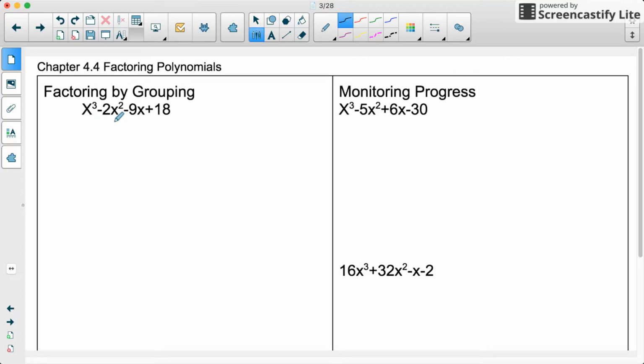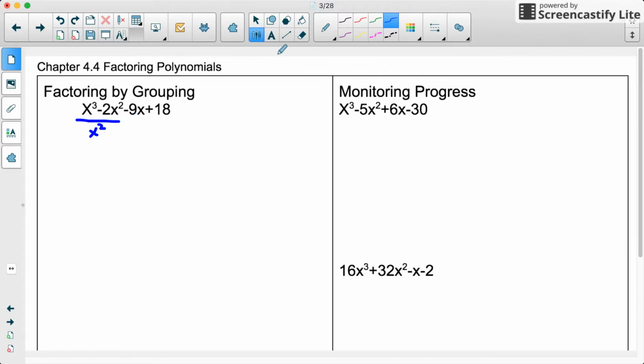And we're going to try to look for a common factor in the first two terms and the last two terms. And let's use a different color here. So if I group x to the third minus 2x squared, and I just look at those two terms and find a common factor between x to the third and negative 2x squared, I know that this has 3 x's and this has 2 x's. So I can divide this first set of terms by x squared and factor that out.